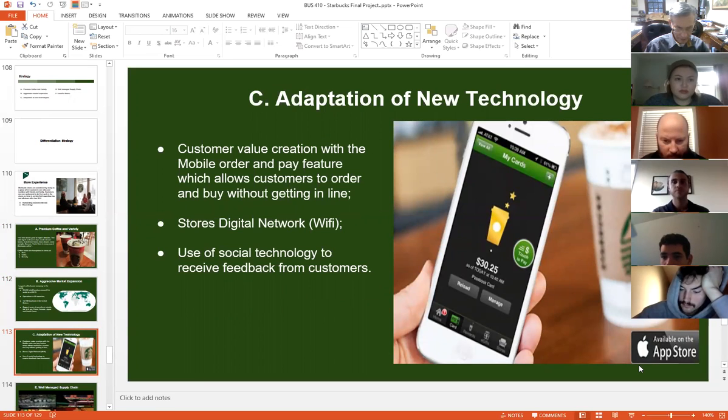Adaptation of new technology on behalf of Starbucks. Customer value creation with the mobile order and pay feature, which allows customers to order and buy without getting in the line. So you just order it on the app and go to the Starbucks store and grab the coffee. You can leave. Use of social technology to receive feedback from customers. This is very important since this allows Starbucks to improve in areas where customers maybe are not so happy.